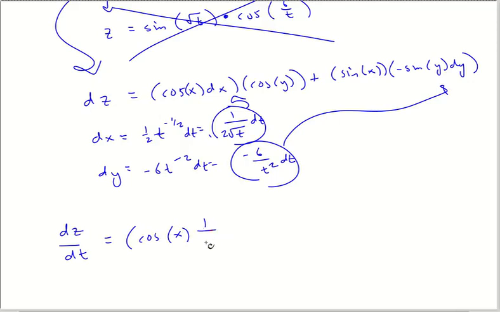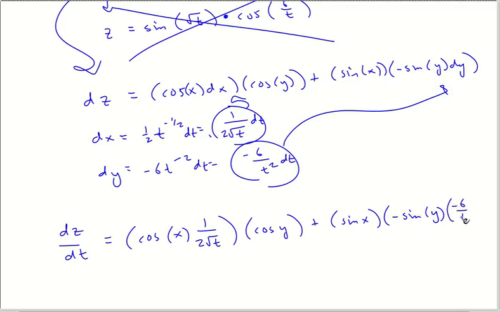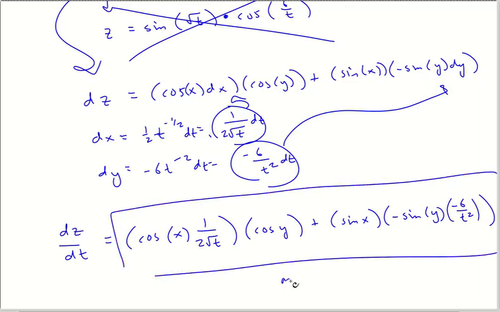X, and so then I got 1 over 2 square root of t, cosine of y, and then plus sine of x, and then I got a negative sine of y. Okay, and then times my derivative over there. Notice that 2 negatives will make a positive. You can maybe even make it look pretty, but not required. Again, mixed is okay. They are okay with that.